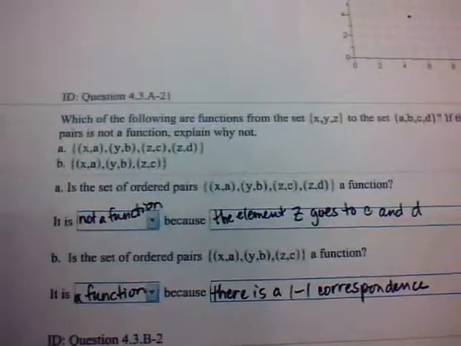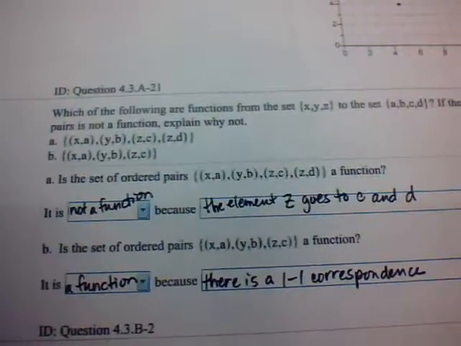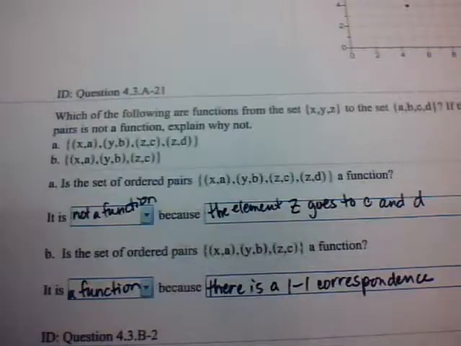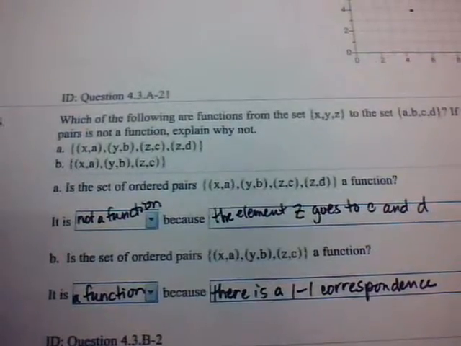That should be enough to help you do some of the problems that are in section 4.3 on the actual MyMathLab system.